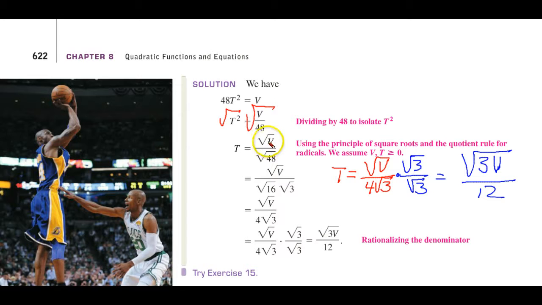Now, if you had left it like this, it's sort of correct, but it hasn't been simplified. And you never want to leave a radical in the denominator. So you have to rationalize the denominator.